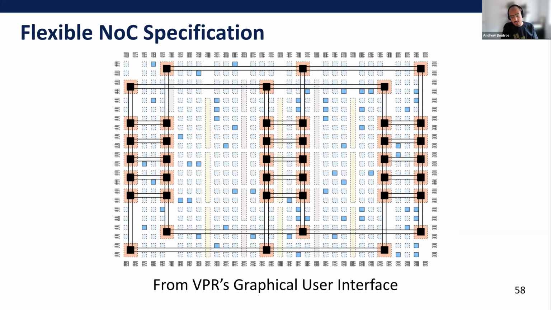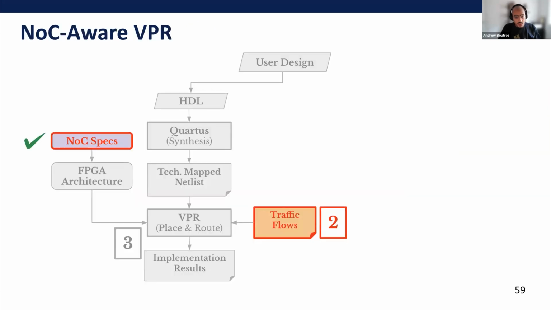And this is just an example snapshot from VPR's graphical user interface. This is us trying to describe a NoC that looks like the Versal NoC, with this squished mesh topology that they integrate in Versal. So NoC specs, we can describe that.